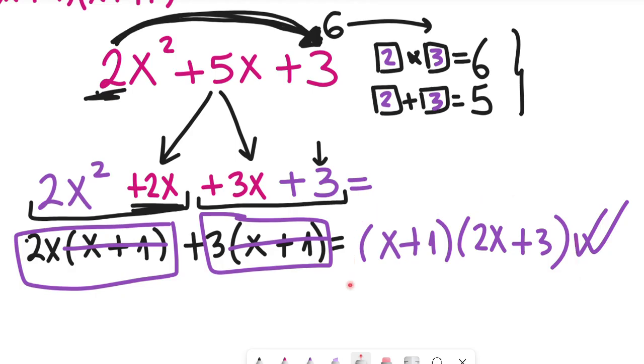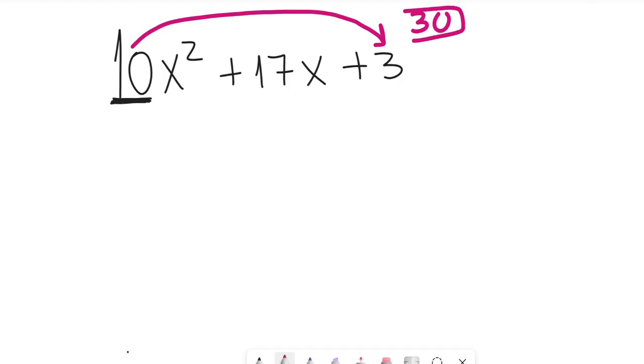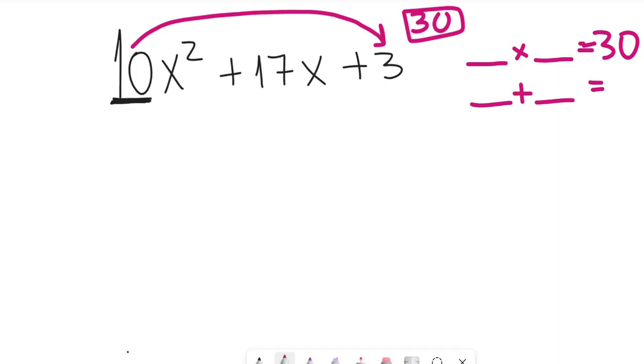Okay, let's try another example. Alright, this time we have 10x squared plus 17x plus 3. We notice the leading coefficient, the first number, is not 1 but 10. So we have that extra step. We need to multiply 10 by 3, which is equal to 30. Okay, then we say, what are the two numbers we multiply to get 30, but if you add them, then you would get 17?